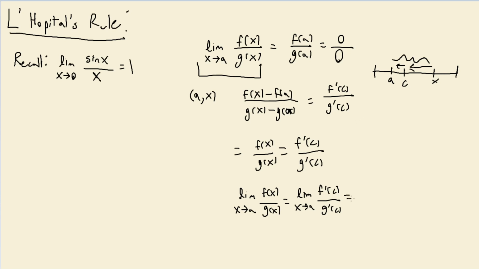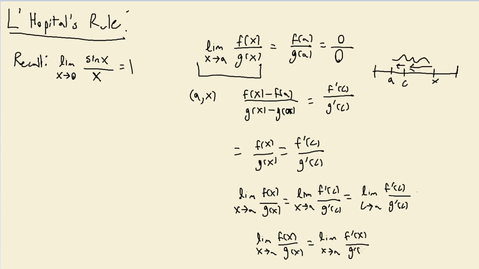And so if this is equal to the limit as c approaches a of f prime of c over g prime of c, this is essentially the same thing as the limit as x approaches a of f prime of x over g prime of x. It's just using c as a different variable. And so with all of this information, we have shown that the limit as x approaches a of f of x over g of x is equal to the limit as x approaches a of f prime of x over g prime of x. And this is L'Hopital's rule.